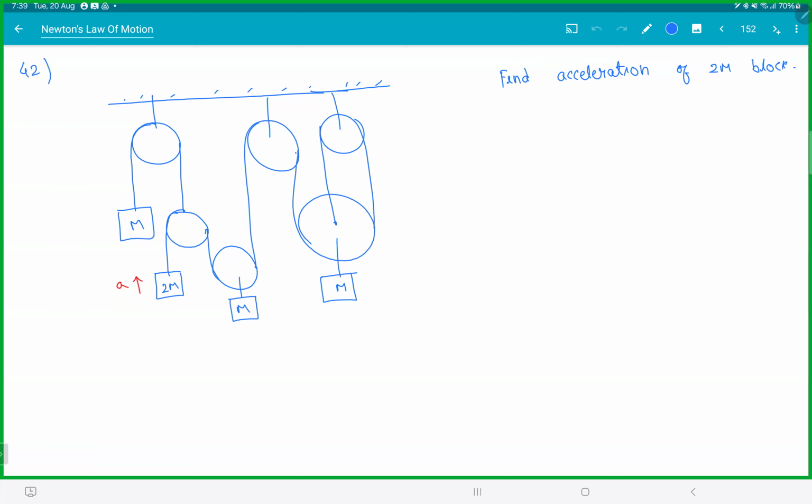Now let's try to use this shortcut and see what we'll get. I want to find the acceleration of 2m. So it would be better to take the tension on 2m as T and start from there.